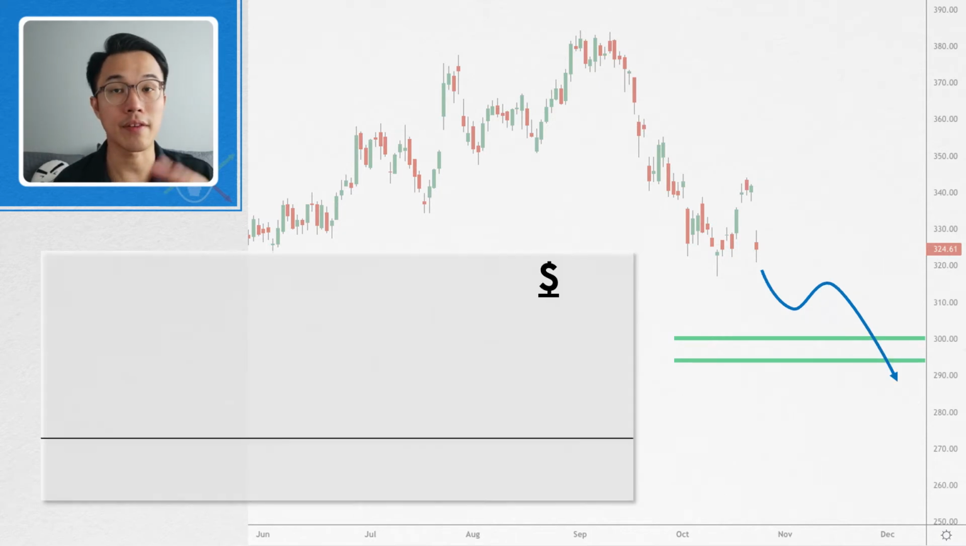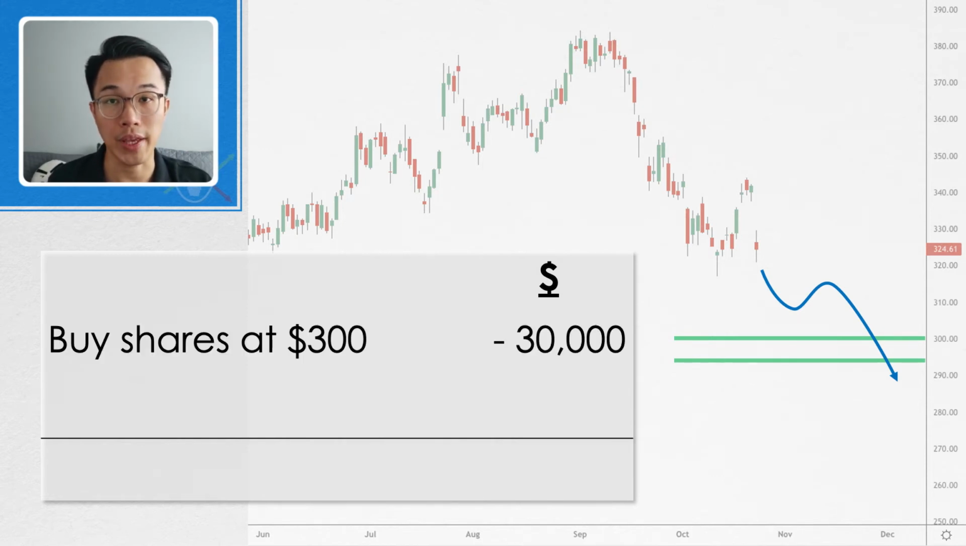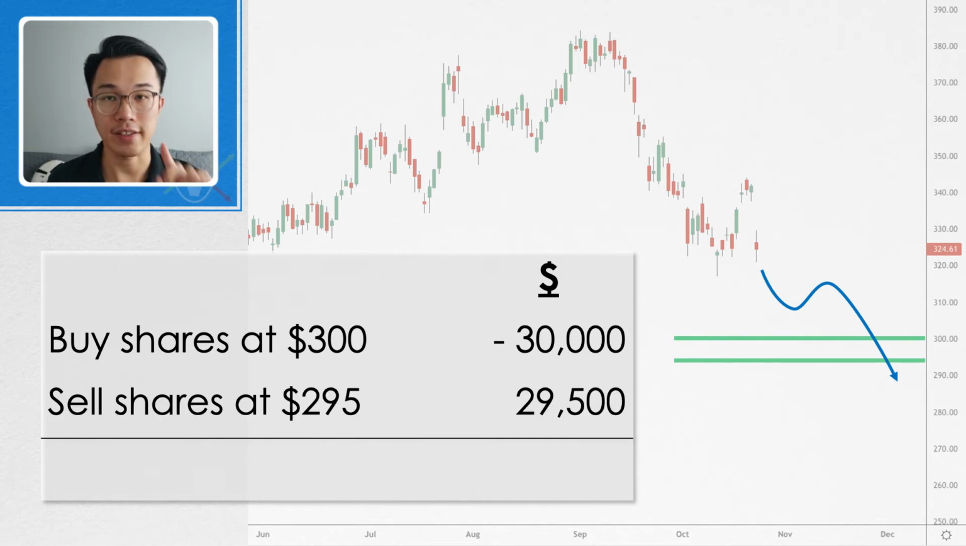Now let's say I'm wrong and the share price falls below $295. So because I sold the put option, I am obligated to buy his shares for $300, and that would be a capital outlay of $30,000. However, I can exercise the put option that I bought and I can sell away these shares for $295.